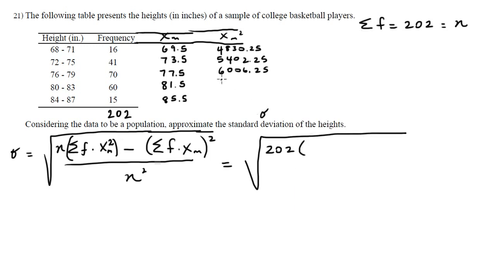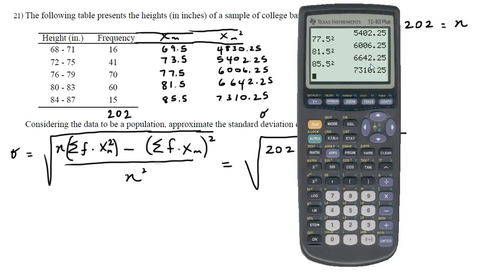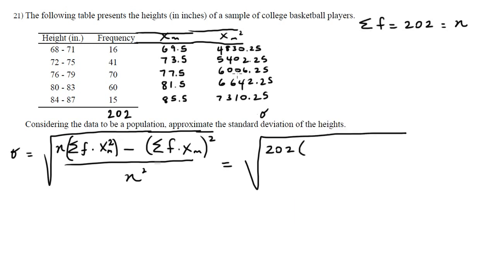6642.25, 7310.25. Make sure I have those right. Perfect. So I've got the squares of the midpoints. Now let's multiply that by the frequency. So the frequency times the square of the midpoints. Frequency times each of those. Yes, a lot of steps. Yes, you have to be careful.